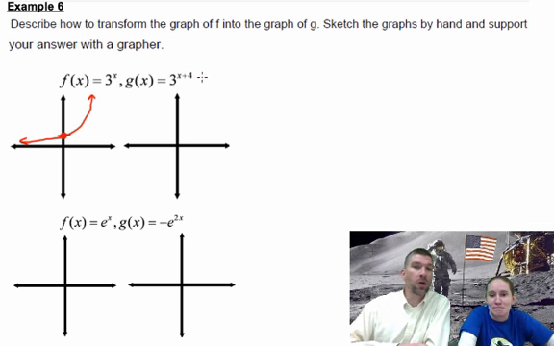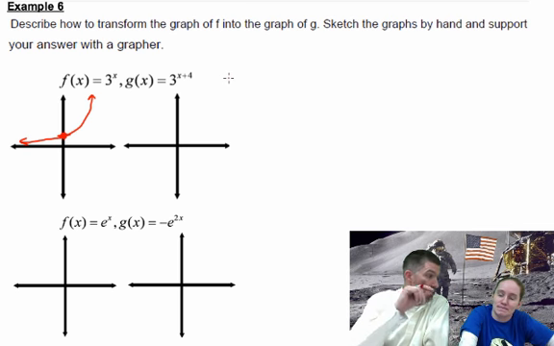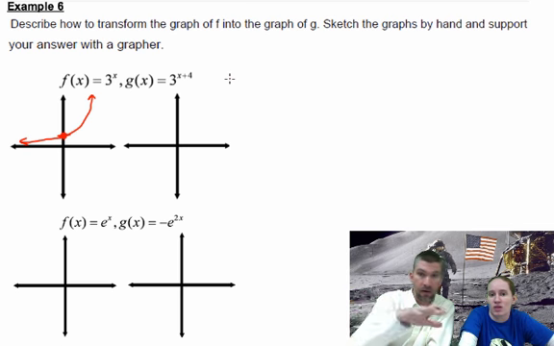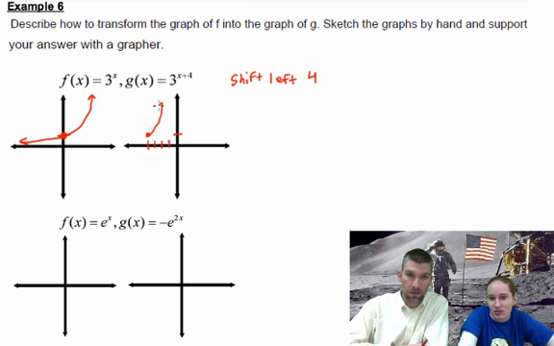Now we're going to go 3 to the x plus 4. Since we're messing with the actual x, that moves us horizontally. So where we cross the y-axis will be moved to the left 4 units, because of the plus 4 in the exponent. It's the opposite of what you'd think: a shift left. So this point at 1 needs to actually be over here now at -4, and then the rest of it follows. There it is, up that way.